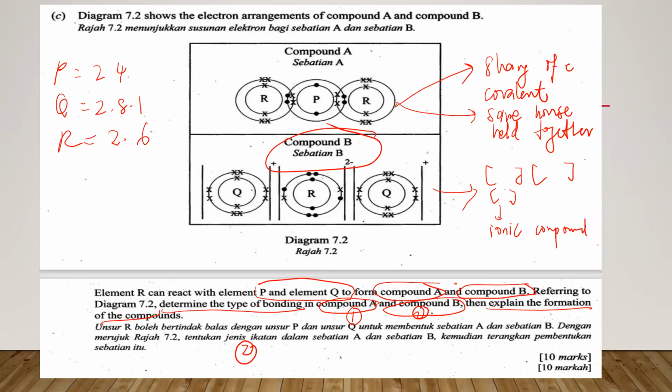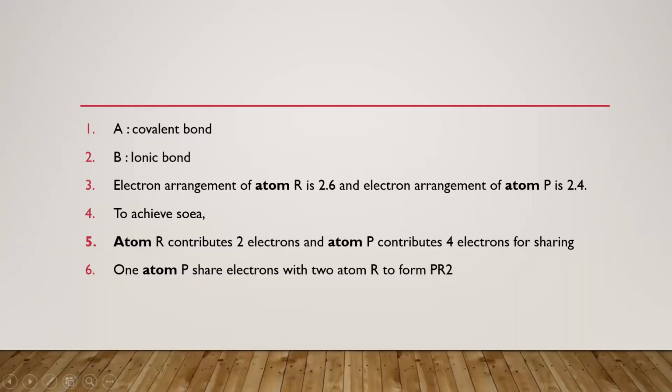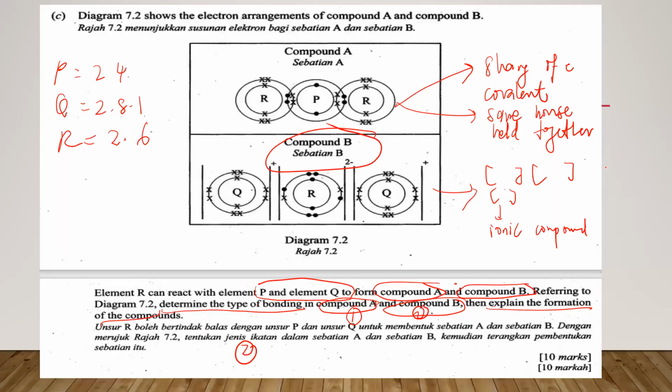The electron arrangement of atom P is. Do we have to mention the valence electron? No need. If you say the electron arrangement, then you don't have to mention the valence electron. Okay. The electron arrangement of atom P is 2.4 and the electron arrangement of atom R is 2.6. Okay, so let's look at the answer. Whatever I put in bold, class, you have to memorize and remember that if you don't have the word atom, your whole sentence is completely wrong. So yes, 2.6, 2.4, you got the answer already there.